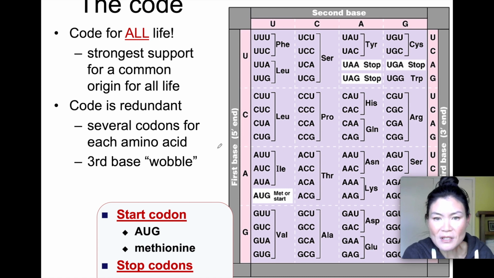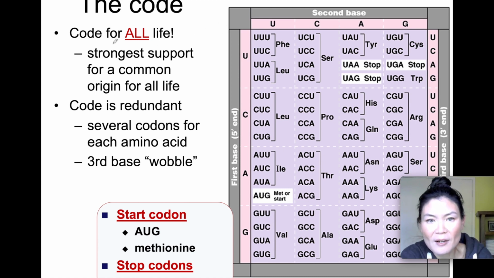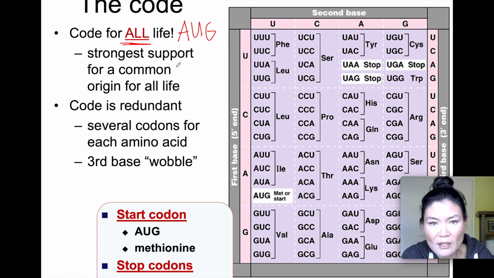So here is the genetic code chart. And the really cool thing about the genetic code is that it is a code for all life. When you look at a bacteria, human cells, or plant cells, every codon codes for the exact same amino acid. So the start codon, AUG, codes for methionine in a bacteria, in a human cell, in a rat cell, in a little ant cell, okay? The mRNA codon AUG is going to code for the same amino acid.